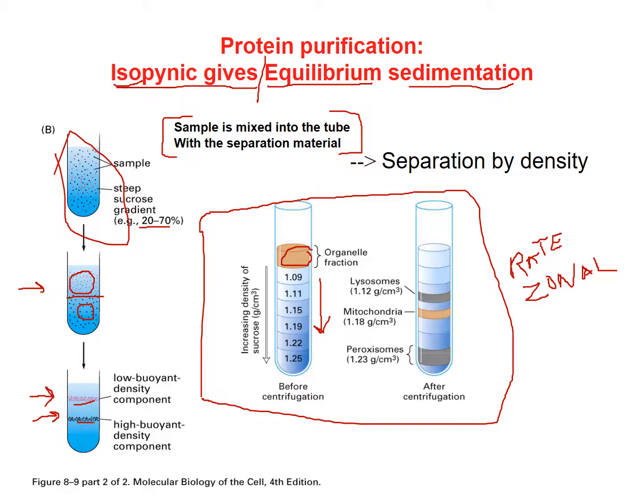Mixed sample, isopycnic, and they go up or down depending. See, some red's moving up, right? So the red down here is moving up. The blue up here is moving down. And they're finding where they're sitting right on top the gradient where their density is. So they can only go to where.